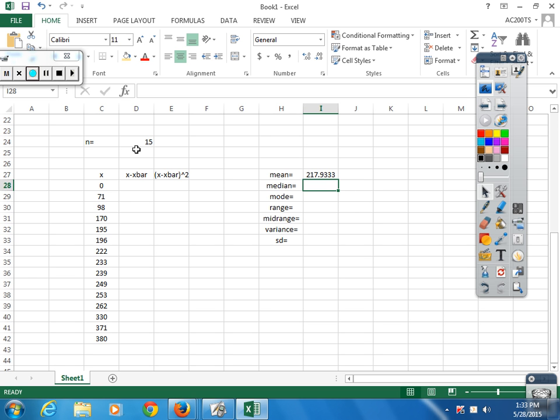Now, the median's 15, so that means 7 down. 1, 2, 3, 4, 5, 6, 7. And there is your median. Do we put it in order? Yeah, you have to put it in order before you start. Period.